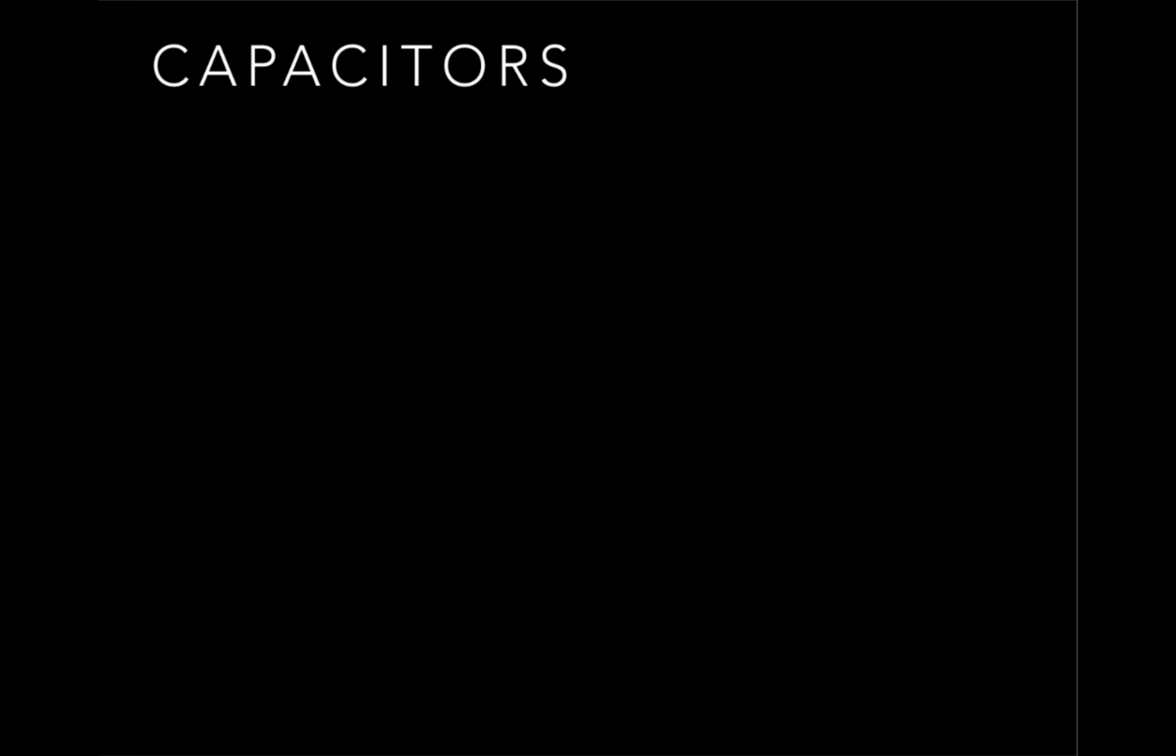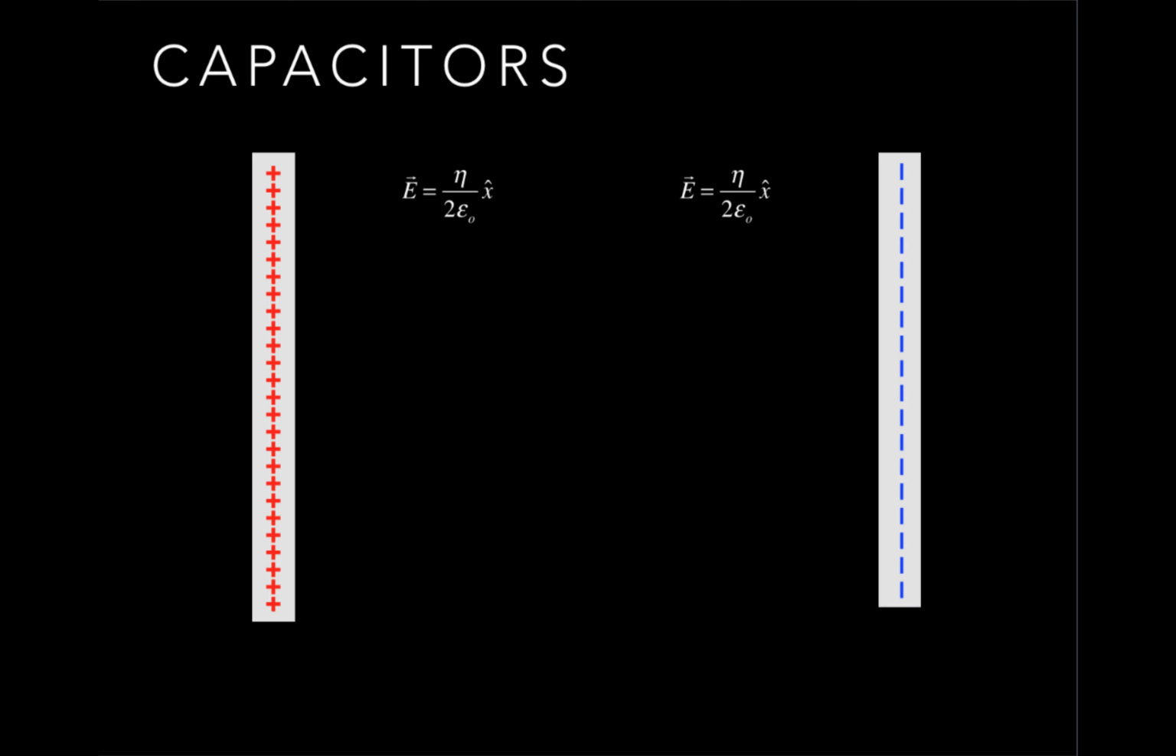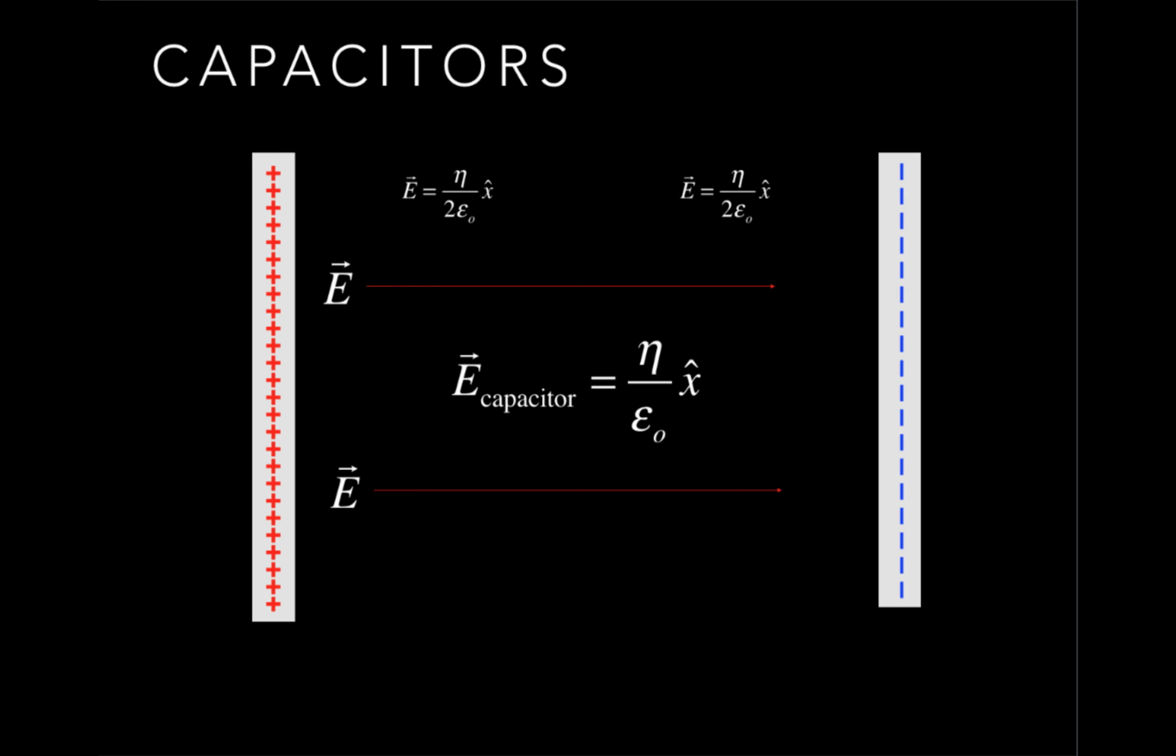So let's talk a little bit more about capacitors. Now a capacitor is essentially two of these next to each other, one positive, one negative. If we have an electric field that's eta over 2 epsilon naught and another one, and we add them together, you're going to end up with an electric field that looks like this. It just gets rid of the 2, because the electric field from the positive plane points this way, and the electric field from the negative plane also points this way. So you add them up and they add in the same direction. Instead of a half eta over epsilon naught, you just have eta over epsilon naught.